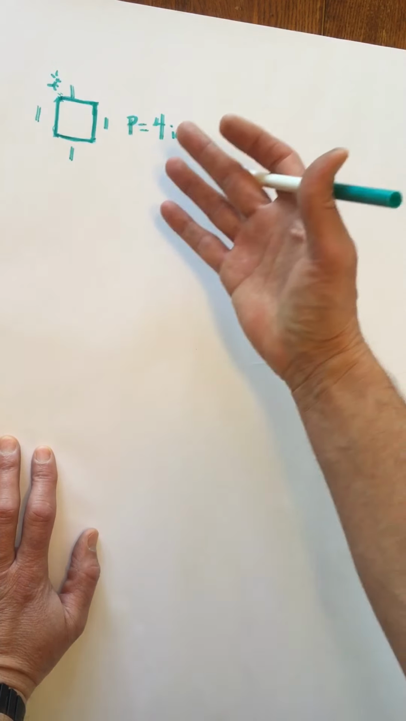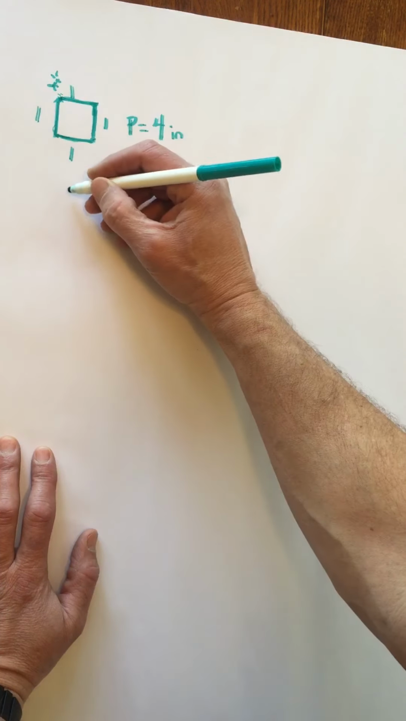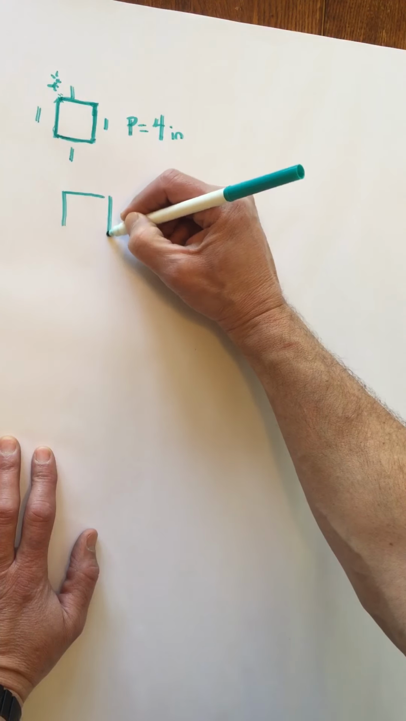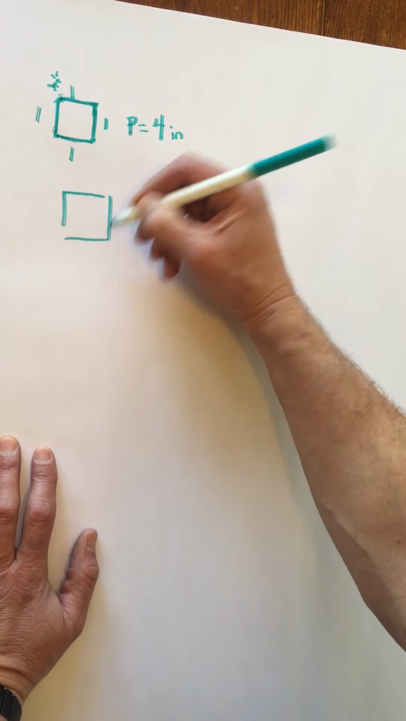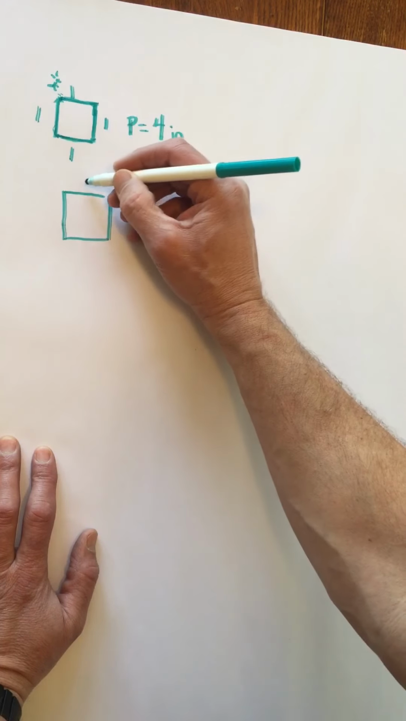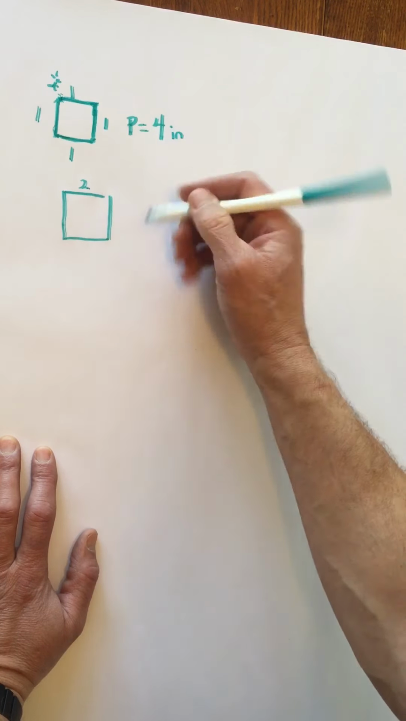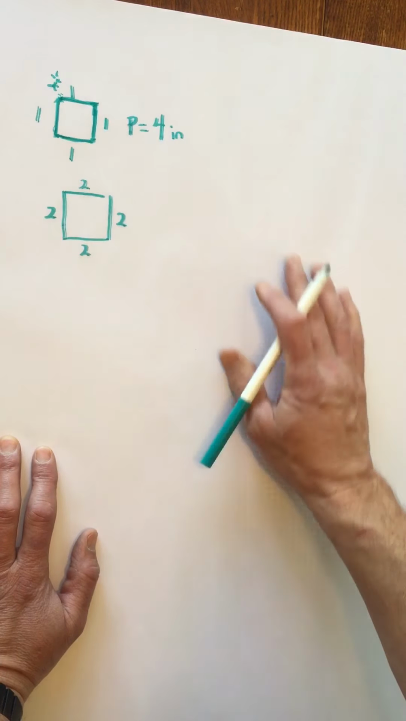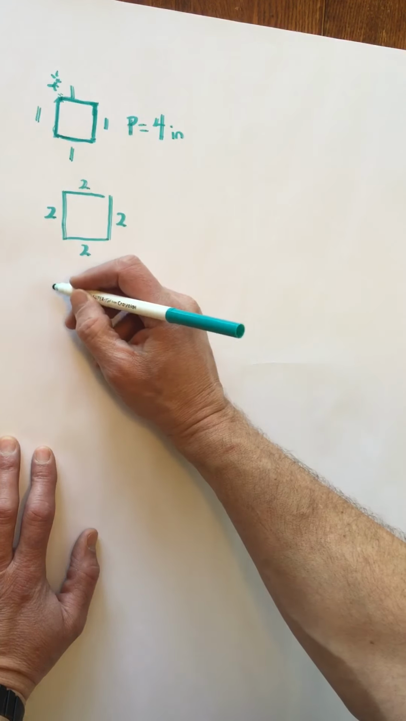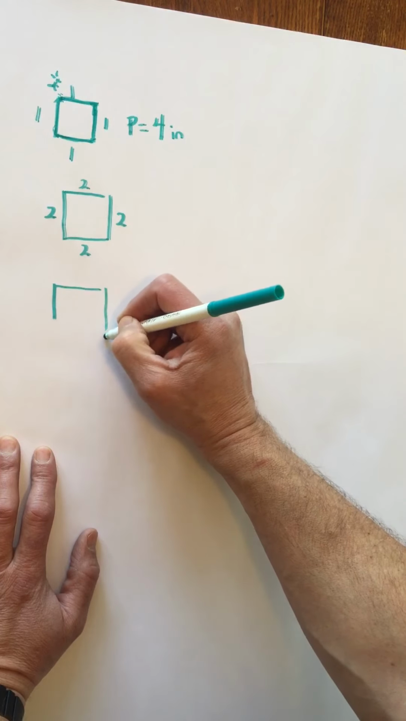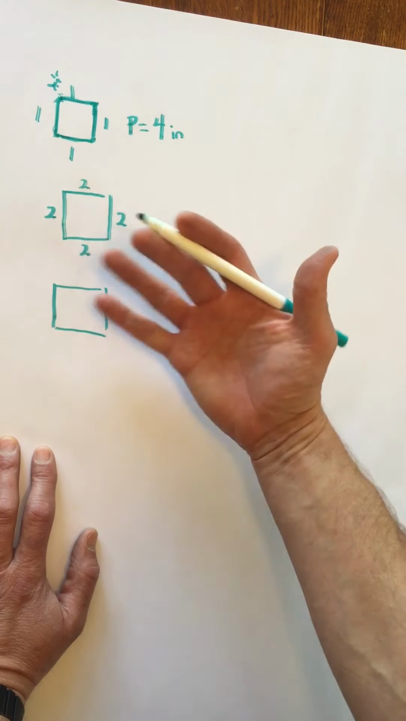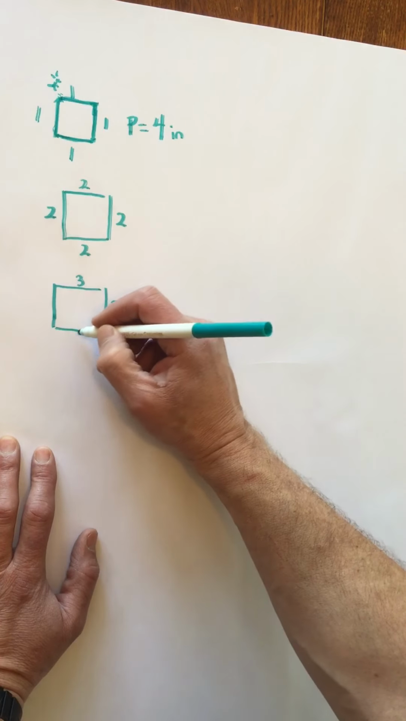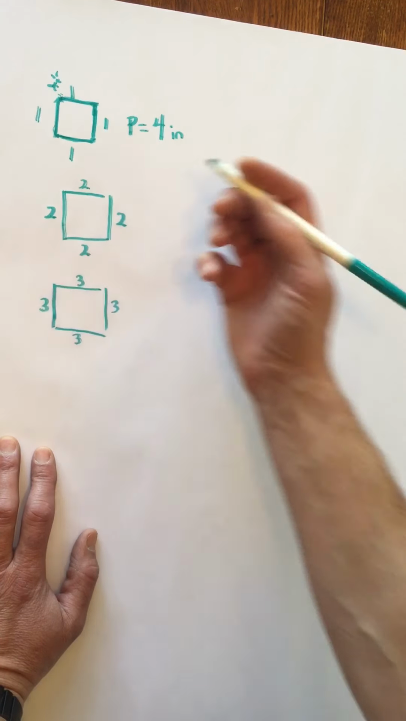So if I want to make the next size square, I was going to draw it. It doesn't have to be to scale. If this side is 1, the next biggest one would be 2 by 2 by 2 by 2. And then the next size would be, and again, I can draw them any size on my paper, I just have to label them. It would be 3 by 3 by 3 by 3.